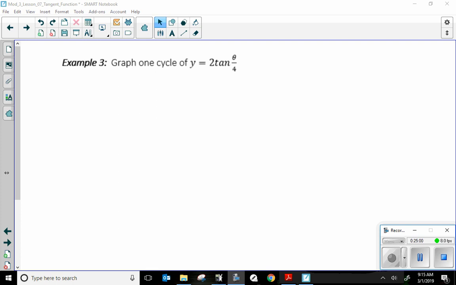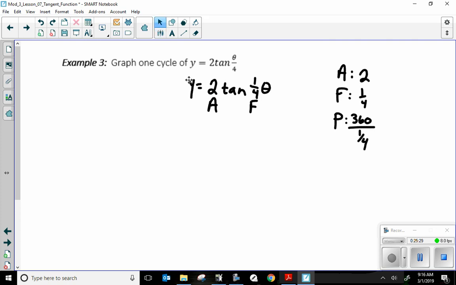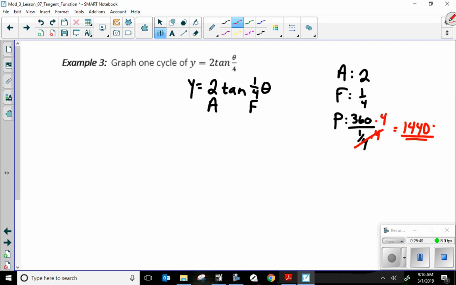Well, they always have to throw a fraction in there. But you know what? It's good practice. I'm going to rewrite this. That is 2 tan of 1/4 theta. Theta is the same thing as x. My amplitude is 2. My frequency is 1/4. For my period, I take 360 and divide it by 1/4. That basically means I multiply the top by 4. Yes, that's 1,440 degrees. That is the length of one cycle.